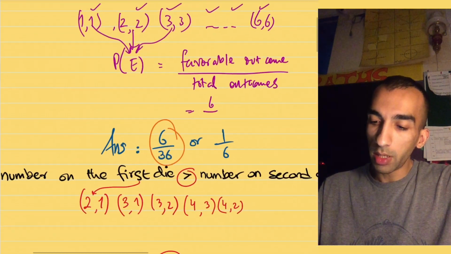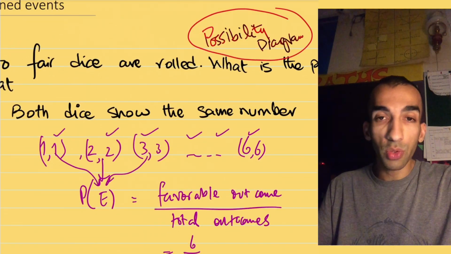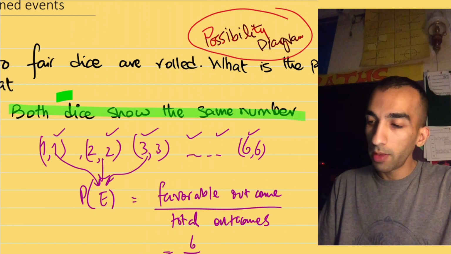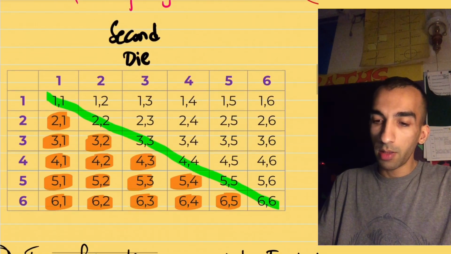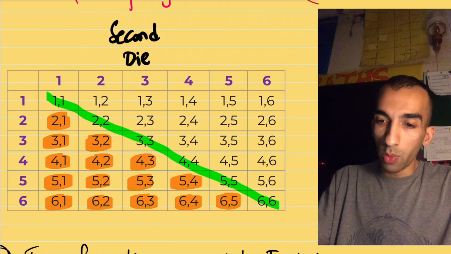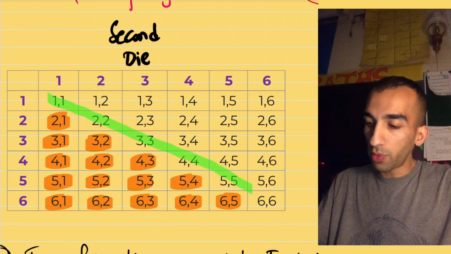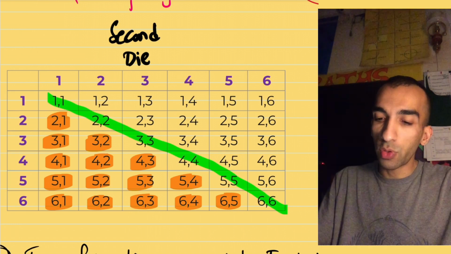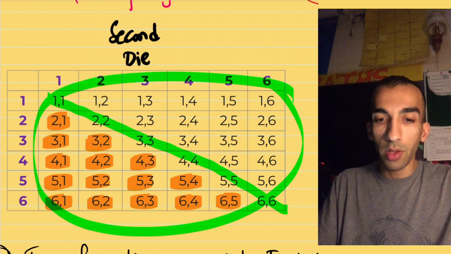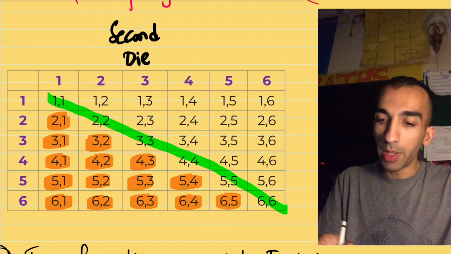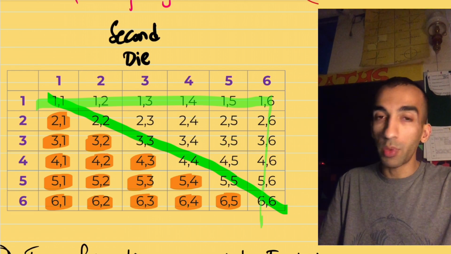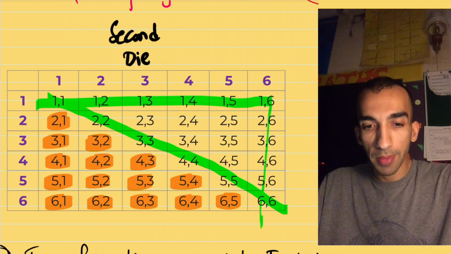Once you are done with the table, now the question said both dice show the same number. Remember? Now that's pretty easy. 1, 1, 2, 2, 3, 3, 4, 4, 5, 5, 6, 6. 6 out of a total of how many options do we have? You just simply count them up or multiply this number, which is 6, by this number, which is 6, 36.